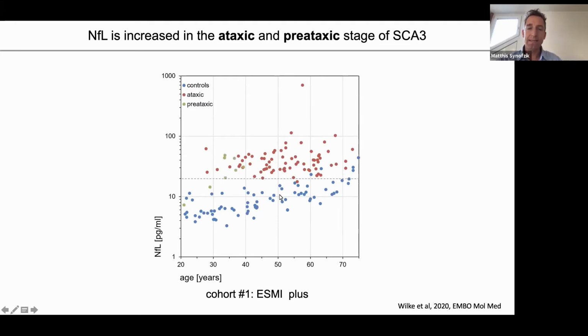How about pre-ataxic subjects? You see them in green. Also, the pre-ataxic subjects are always above their age-matched controls in blue, except one, but that was probably a pre-ataxic SCA3 subject way before clinical onset. So those were an example of the single subject data from cohort number 1.